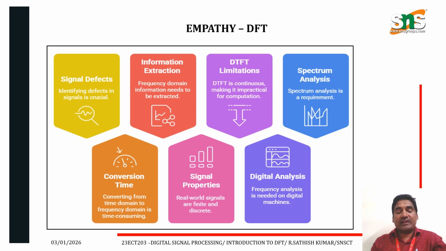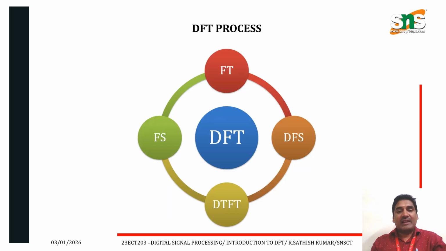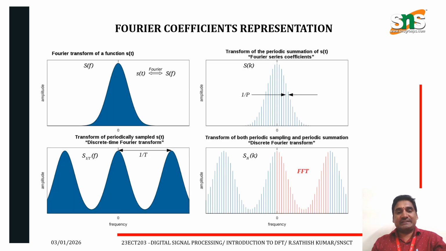Conversion from the time domain into the frequency domain is time consuming. And then properties: real world signals are infinite and discrete. Digital analysis: frequency analysis is needed on digital machines. Next one, DFT as a process. First, we identify the Fourier series and then the Fourier transform, the discrete Fourier series and the discrete time Fourier transform. Finally, we can compute all the process. We can get the discrete Fourier transform sequence.